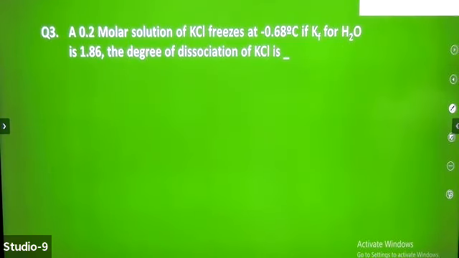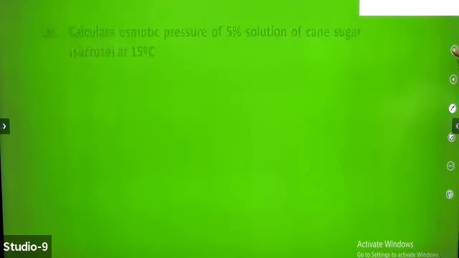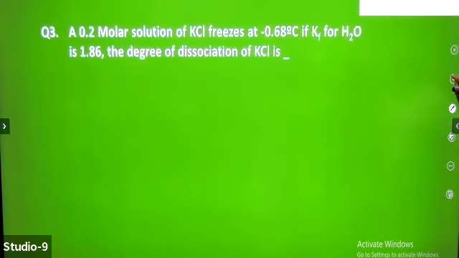We will see how many questions are left. 1, 2, 3, 4. Four questions are there.